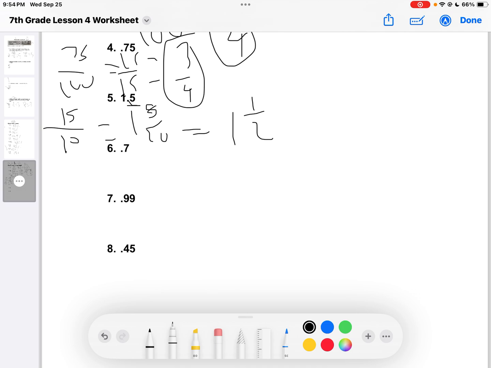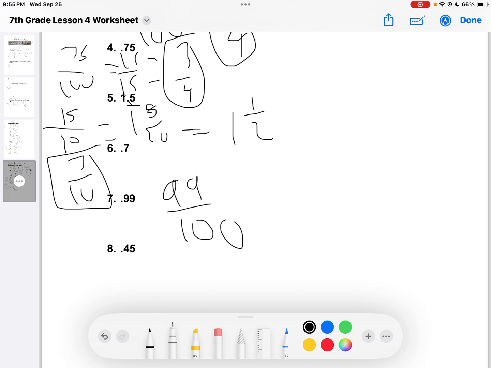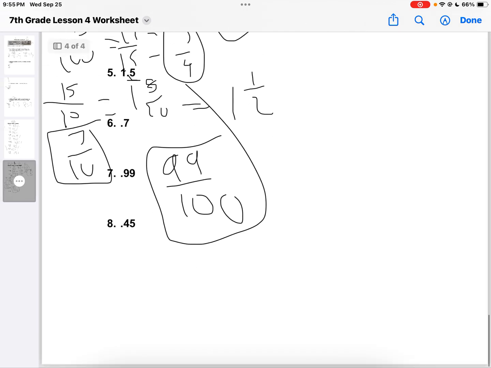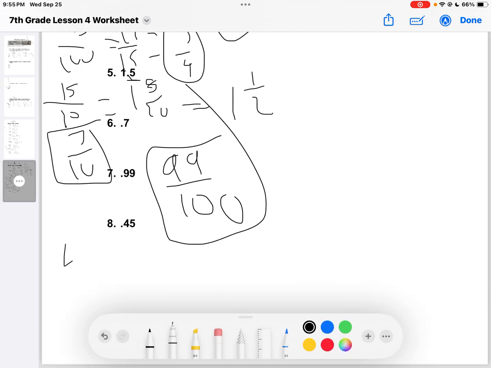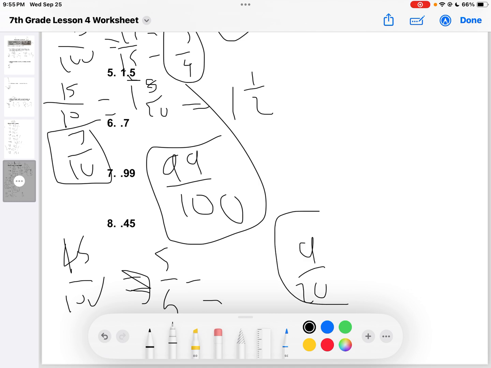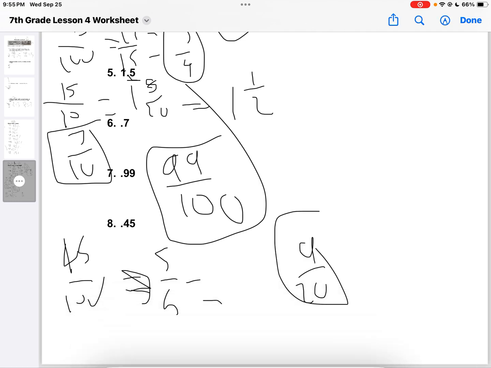Number 6, 0.7, tenths place, 7 over 10, can't simplify. So that's the answer. 0.99 hundredths place, 99 over 100. Already in the simplest form, that's the answer. And 0.45 in the hundredths place, so 45 over 100. Divide by 5 equals 9 over 20. So yeah, that's your answer.